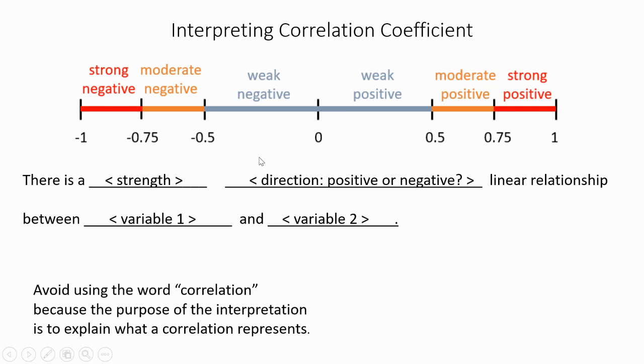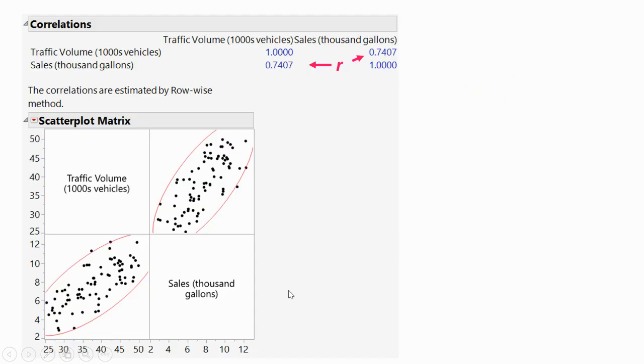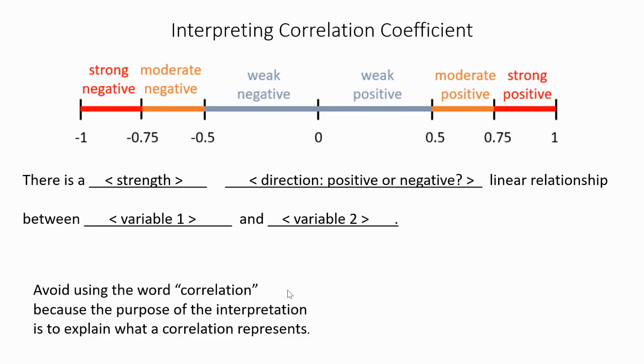All right, so for the traffic example, we said we got 0.7407. And it's positive, there was no negative sign there. So we're right here on the sliding scale. So a moderately positive linear relationship. So that's what I would say. There's a moderately strong positive linear relationship between the traffic on the road and a gas station's sales.